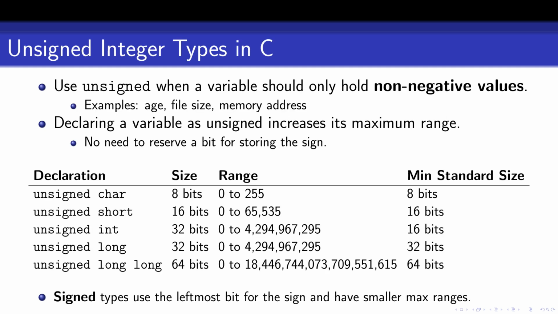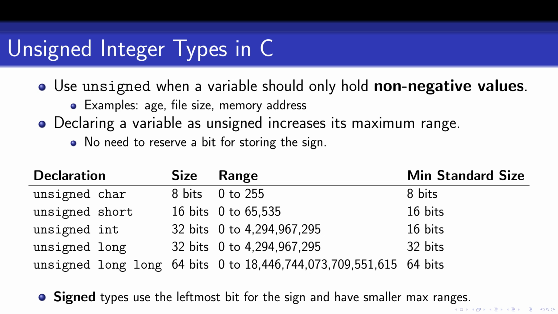In addition to the standard signed types like int and long, C also provides unsigned versions of these types. Unsigned integers can only store non-negative values, 0 and up. Because they don't need to reserve a bit for the sign, they can store a wider range of positive numbers. For example, an unsigned int can store values up to about 4.29 billion, compared to a signed int's max of around 2.14 billion. This makes unsigned types useful in cases where you know a value will never be negative, like a person's age, a file size, or an index in an array.